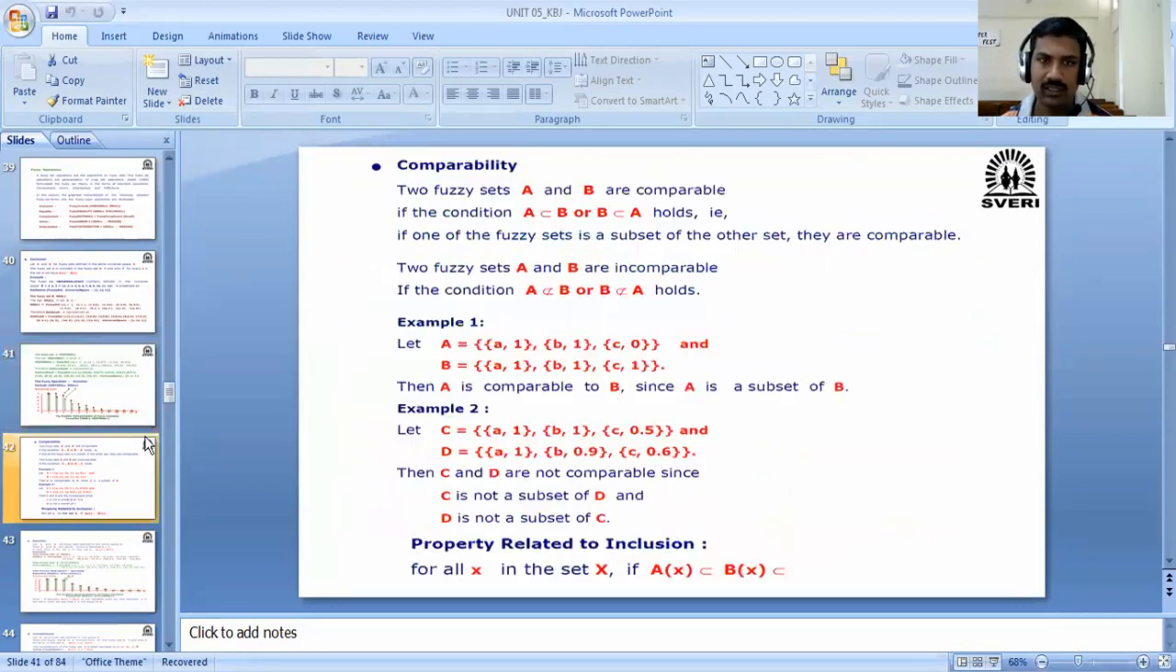Okay, you can go through it and the representation of that inclusion of the set. Next one is comparable, meaning comparing two values. We can represent the comparability of any two sets.